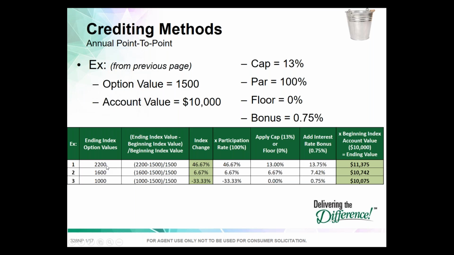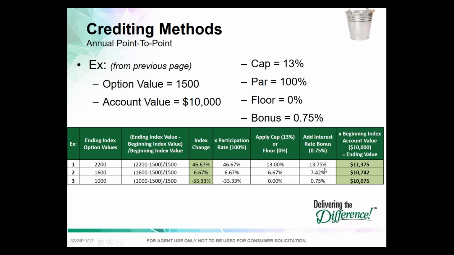Number one, the index ends at 2,200. Again, I started at 1,500. So I'm going through line number one here. If I'm at 2,200 minus 1,500, that's a 46% movement. 100% participation rate of that is 46 and some percent. Now I have to apply the cap. Again, if I didn't apply a cap, this would be under the category of too good to be true. There has to be a way to help cover these costs and pay for it. So we got a 13% cap.